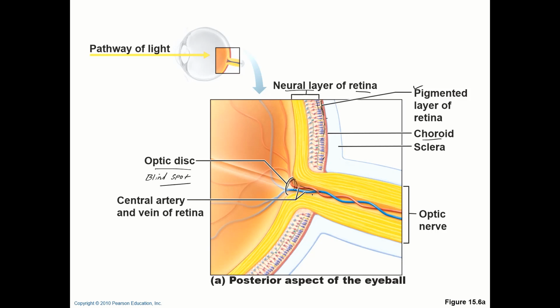So since there are no photoreceptors here, your retina cannot process any light here. So you should actually see a hole when you look at something, because if the picture falls here, there is a gap here, right? No photoreceptors.